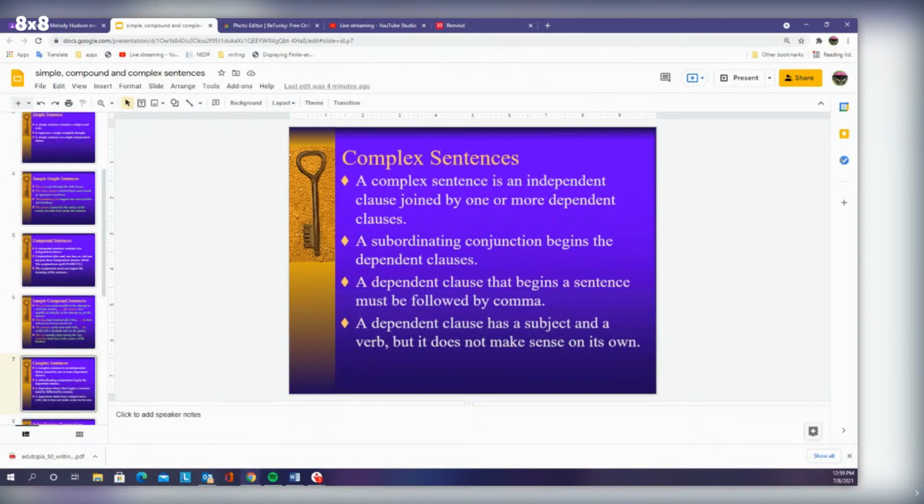Now, a complex sentence is an independent clause joined by one or more dependent clauses. And a conjunction begins the dependent clause. And a dependent clause that begins a sentence must be followed by a comma. A dependent clause has a subject and a verb, but it doesn't make sense on its own.